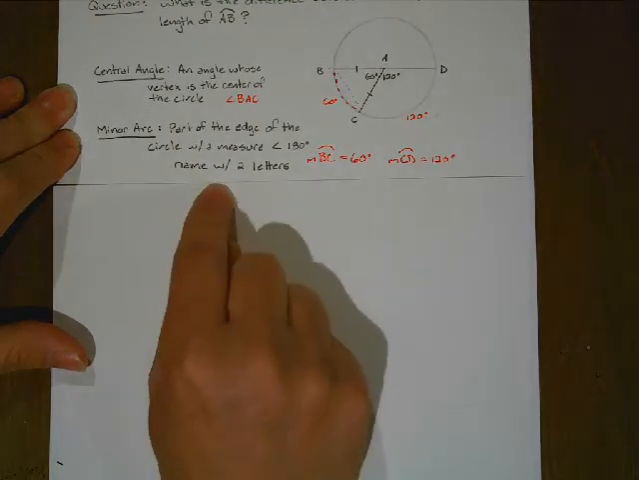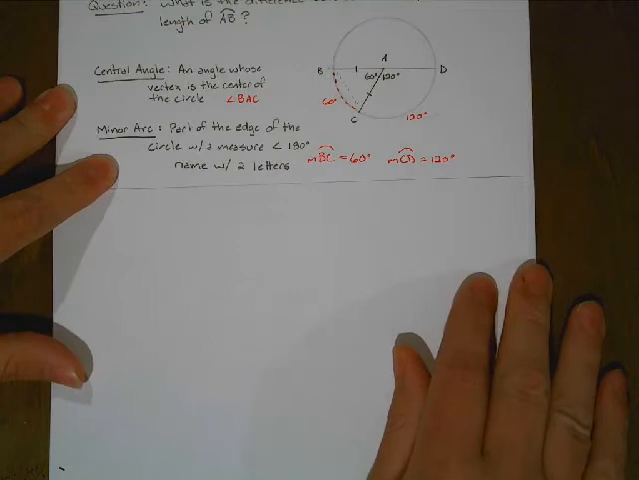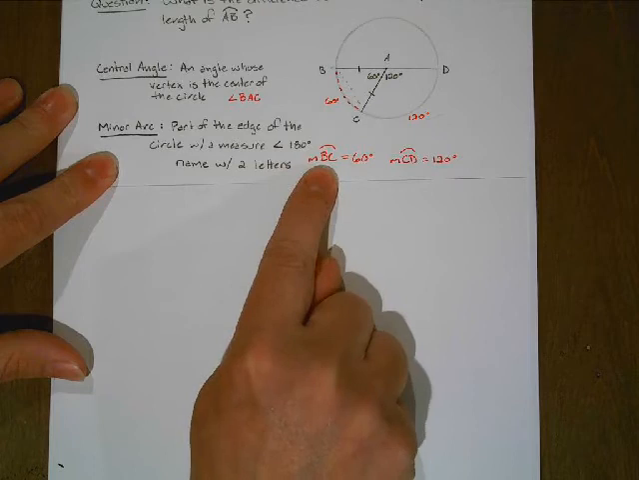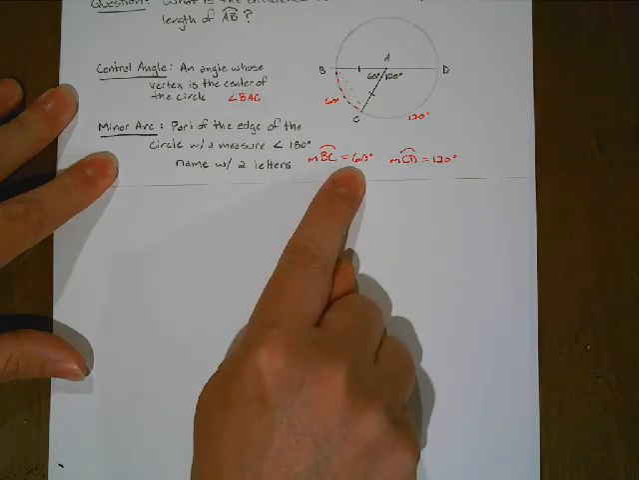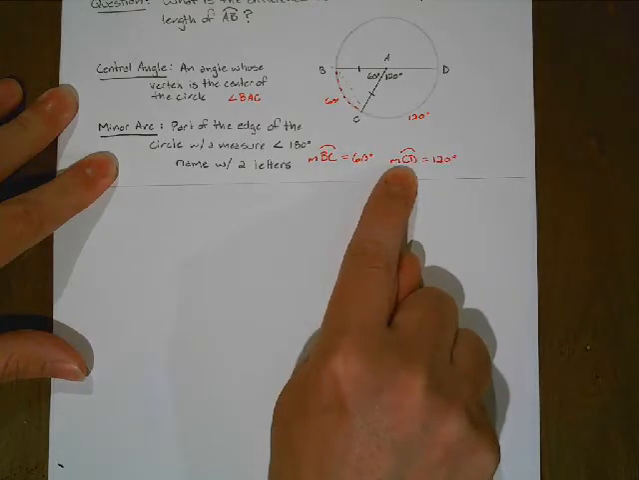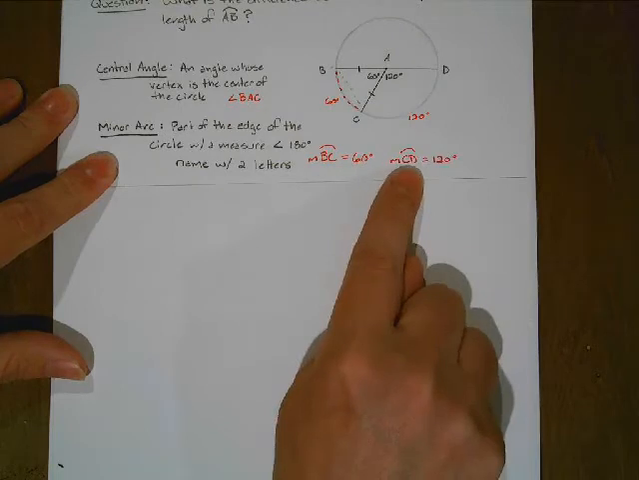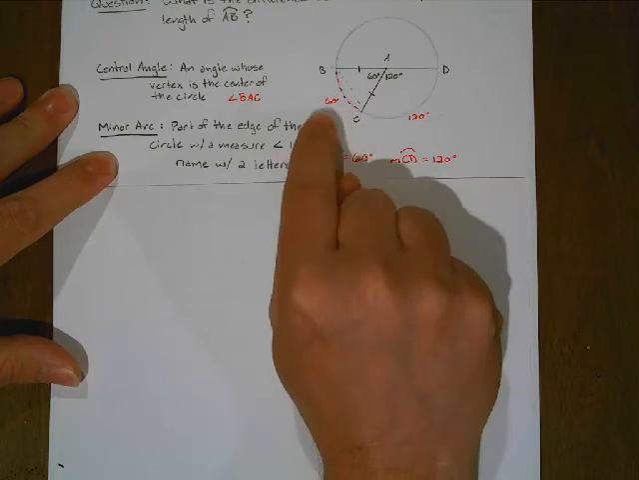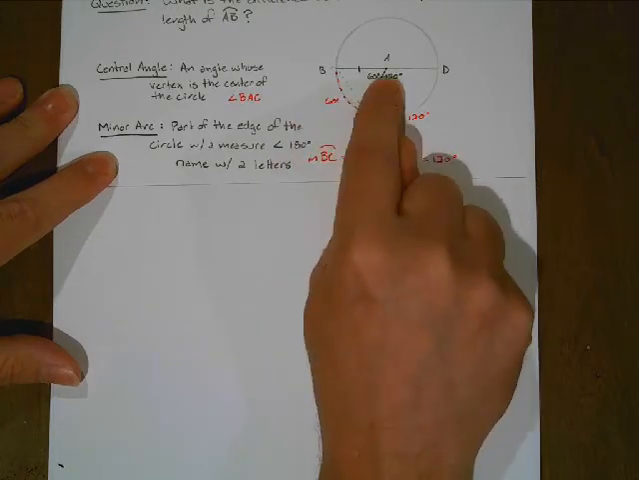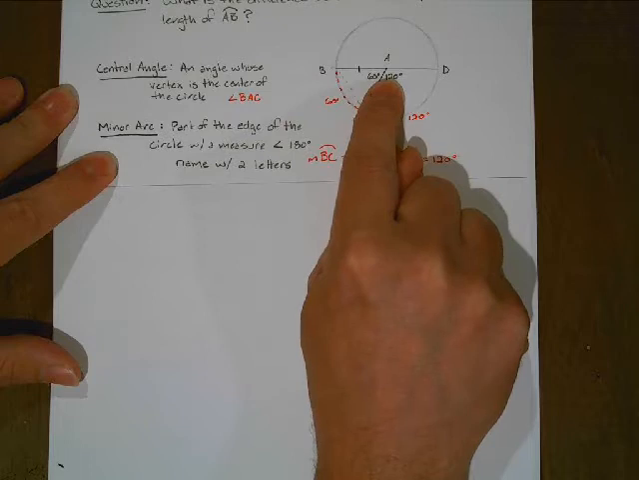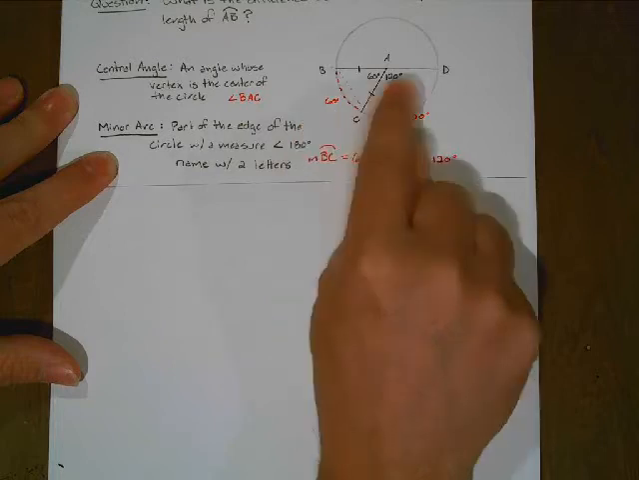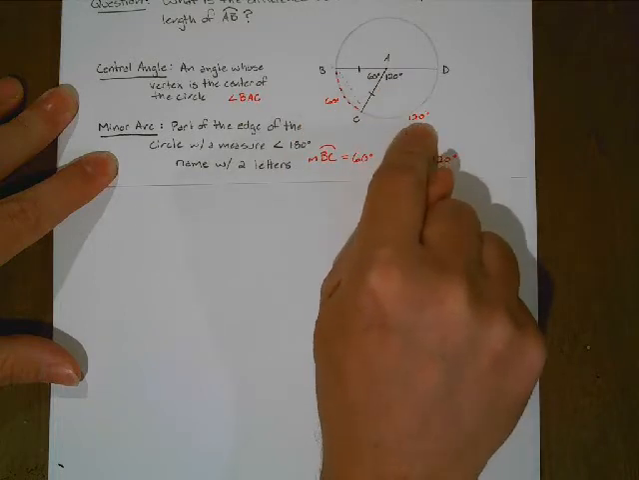When you name an arc that's a minor arc, you name it with two letters. So from B to C, we just say the measurement of arc BC, and that would be 60 degrees. For the measurement of arc CD, so just C to D, it's a minor arc, so we only use two letters. We'd say 120 degrees. Now notice that the arcs are the same as the central angles. So if this central angle is 60, this arc is 60. If the central angle is 120, this arc out here is 120.